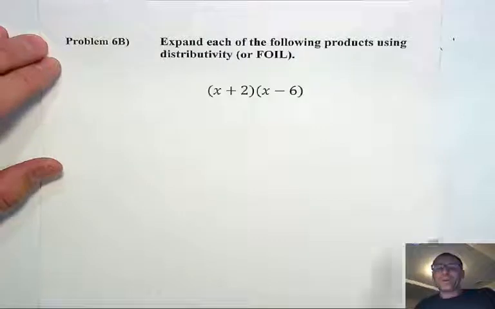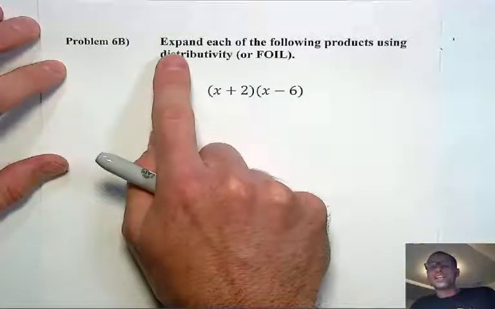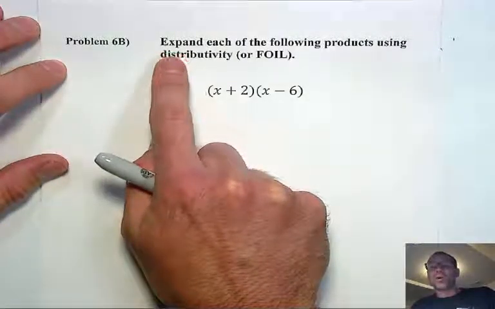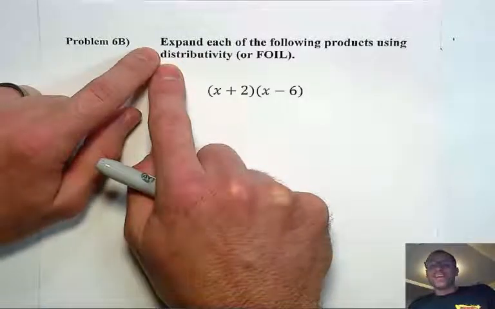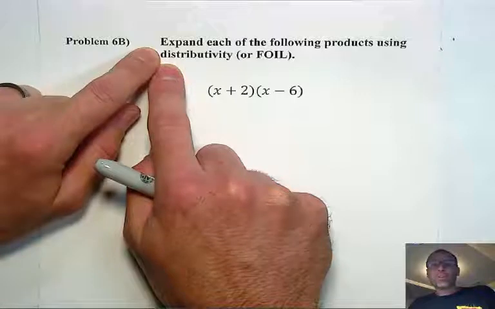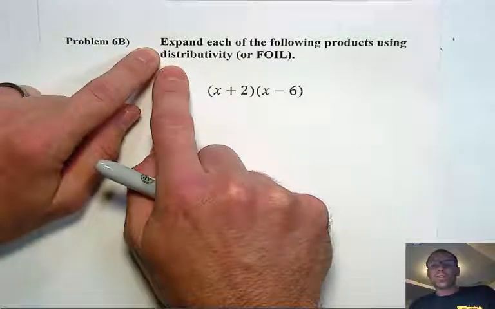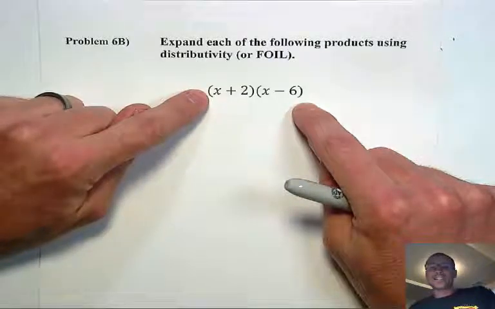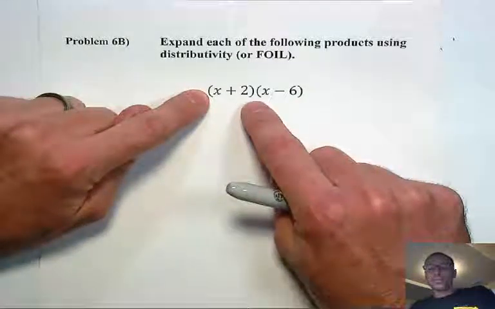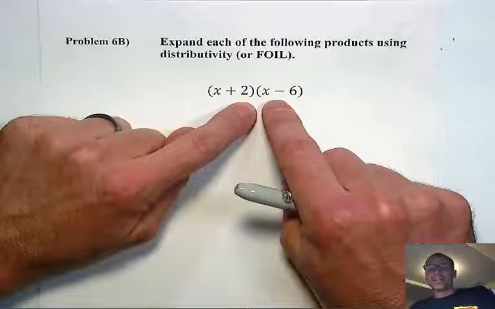Here we see our next problem. We'll do what we always do, which is to read the entire problem out loud to ourselves real slowly to start. Expand each of the following products using distributivity or FOIL. In this case, our product is quantity x plus 2 times separate quantity x minus 6.